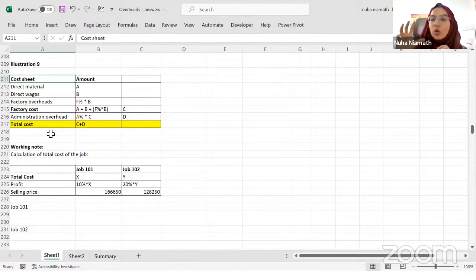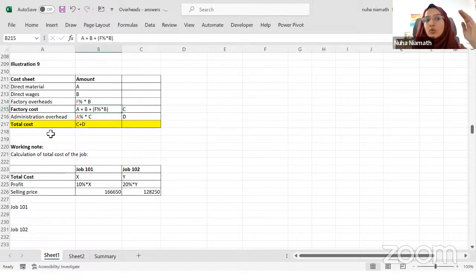So when you try to understand a cost sheet, you just have to understand what it forms. The first thing will be your direct material, which is, let's say, A. I'm just giving you dummy figures here. The direct wages, which is B. Then the factory overheads, which in the question is a percentage of the direct wages. So let's keep the percentage as F% of direct wages. Then we have the factory cost. The factory cost will be A plus B plus F% of B. And let's keep that as C, because we'll just give it a figure.